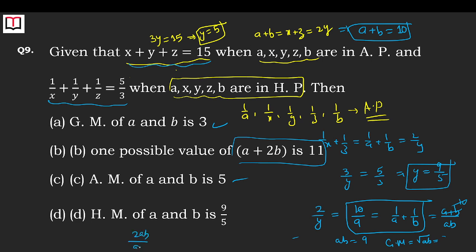2ab upon a plus b. So that also we can check this value. I think it's correct, 9 by 5. So the only thing is a plus 2b is equal to 11. That is the one thing we have to check here.